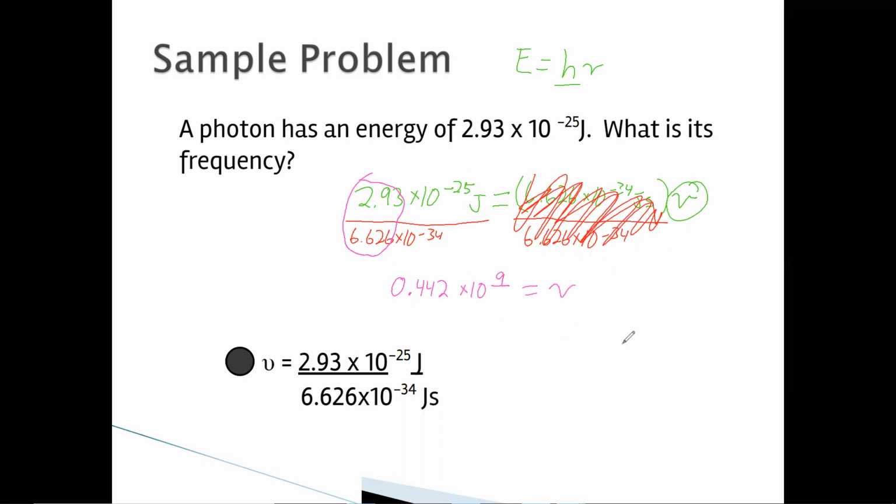However, this is not proper scientific notation, so we have to convert it into proper scientific notation by just moving that decimal place over 1 and changing our exponent. So you can rewrite this as 4.42 times 10 to the 8th equals your frequency. Once again, you have to add a unit, so make sure that you put hertz as the unit because frequency is measured in hertz. And I apologize that this was here. This wasn't supposed to be here because it's part of the problem, but this is how you're going to do one of those equations.